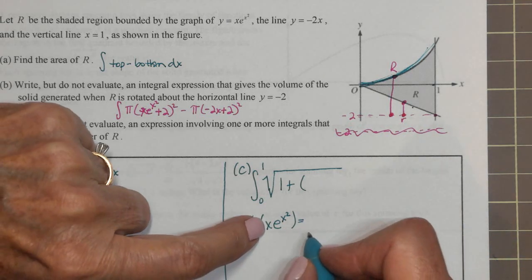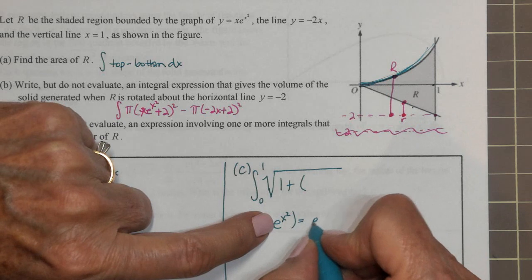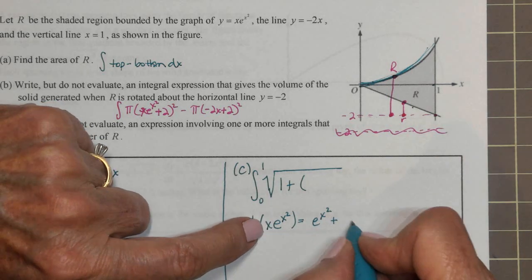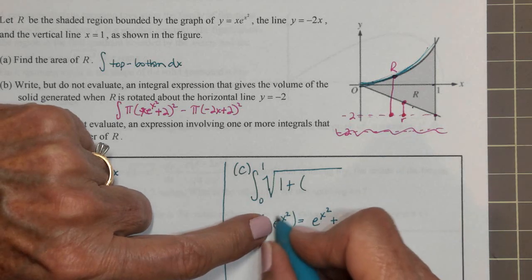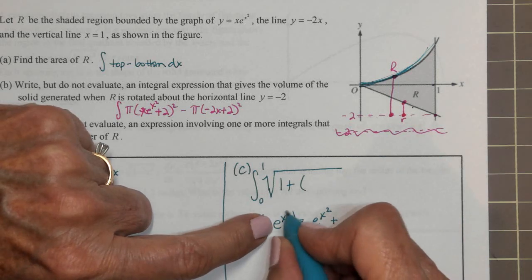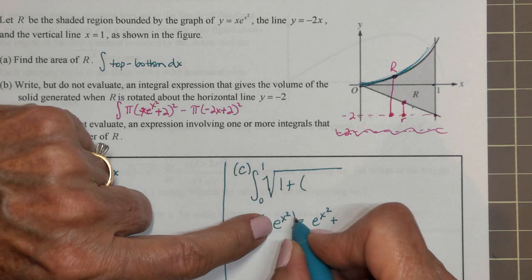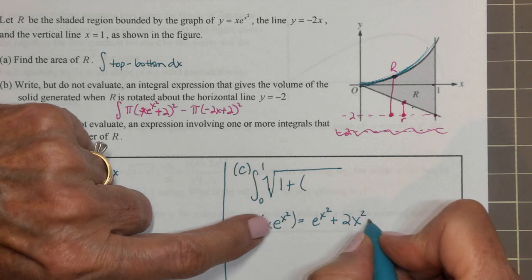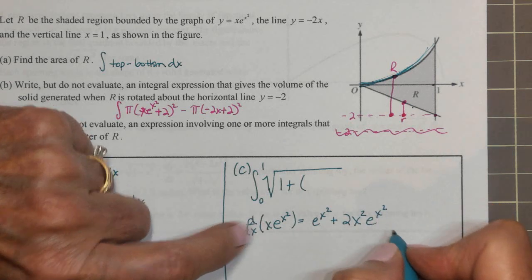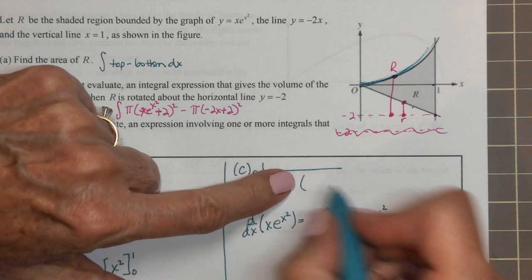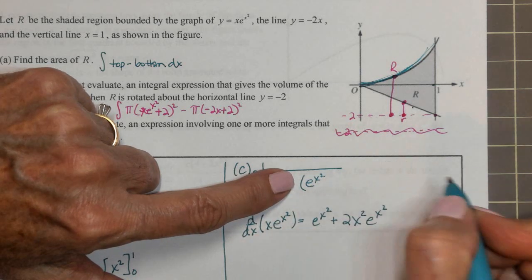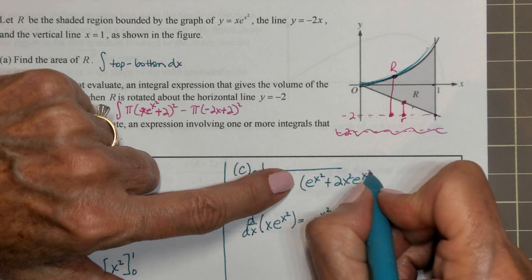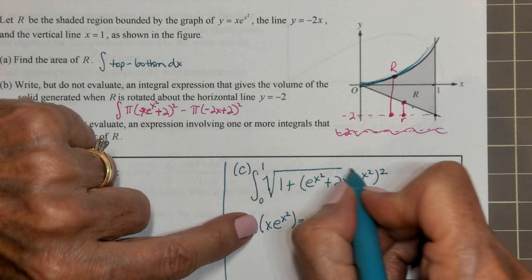Derivative of x is just 1, multiplied by e to the x squared left alone, plus, now we're leaving the x alone, and we're multiplying by the derivative of e to the x squared, which is 2x e to the x squared. So I'm going to have 2x times this x, e to the x squared. So that'll be that derivative. So e to the x squared plus 2x squared e to the x squared.